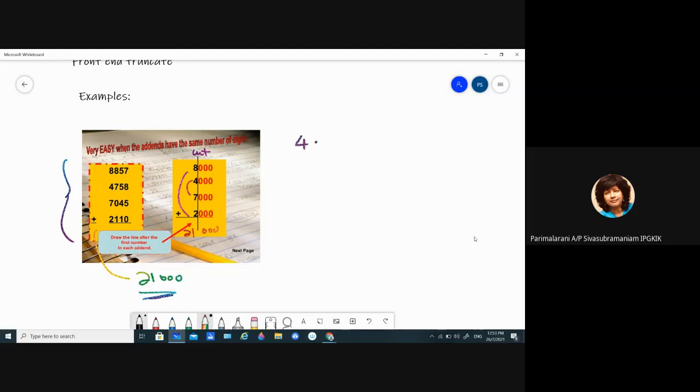Another example, say you have numbers like this that you want to add. These are decimal numbers, and before you add, you want to estimate. So to do a quick estimation, you do a front end truncate. You know this is all 0, 0, 0. So 7, 11, 12, 13. So your estimation is around this much.